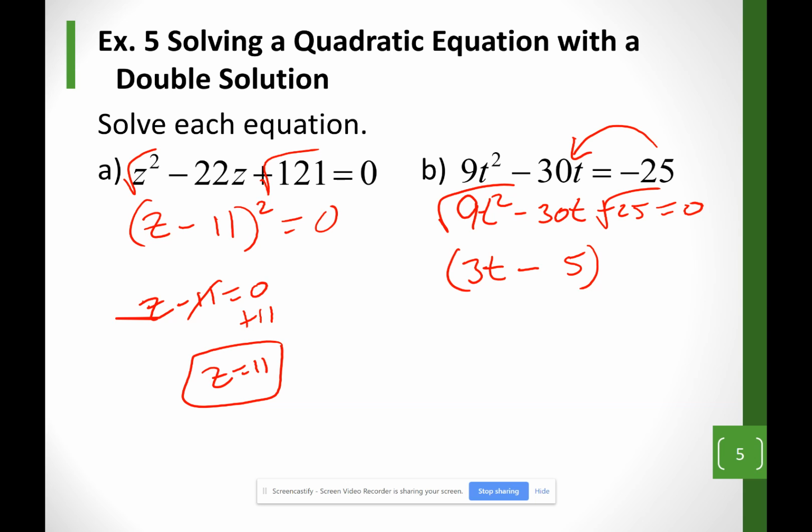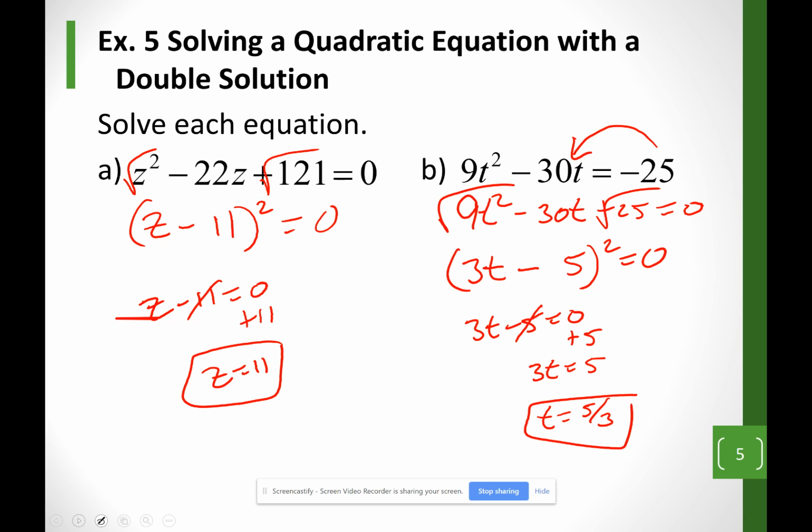3t minus 5 all squared is equal to 0. I'm just going to do this equation. 3t minus 5 is equal to 0. I'm going to add 5. I get that 3t is equal to 5. To get the t by itself, divide both sides by 3. And t, in this case, happens to be 5/3.